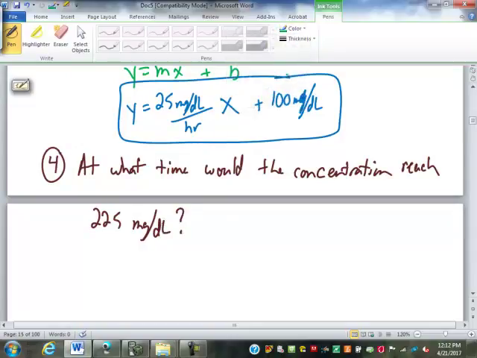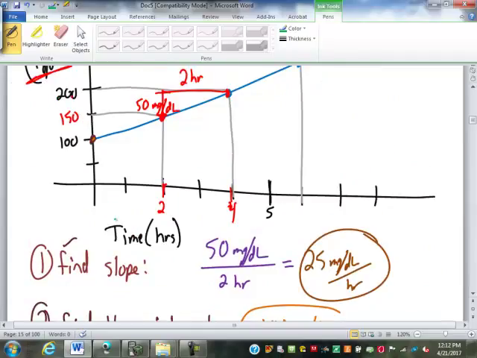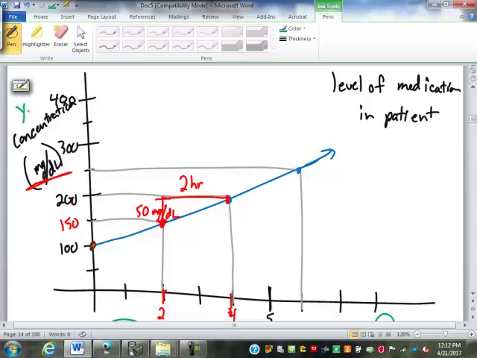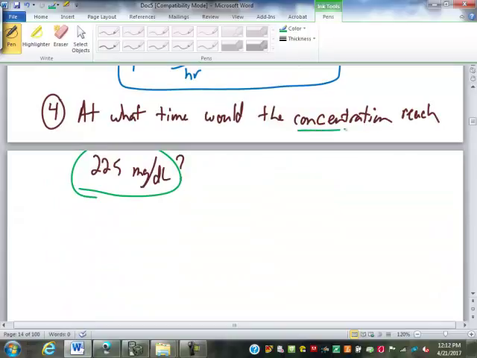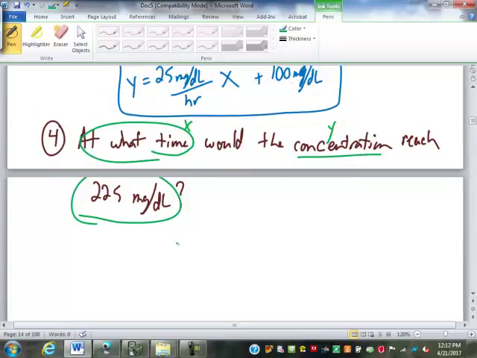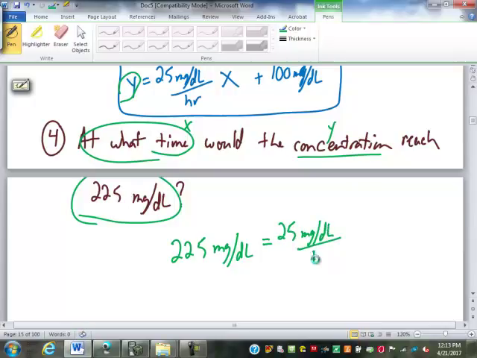So we have to look here. Milligrams per deciliter is a concentration. If we look at our variables, the x variable represents time. The y variable represents concentration. So in this problem, we are given the concentration. That's y. And we're asked to find the time. That's x. So we're going to replace y with 225 milligrams per deciliter, and we are looking for x.